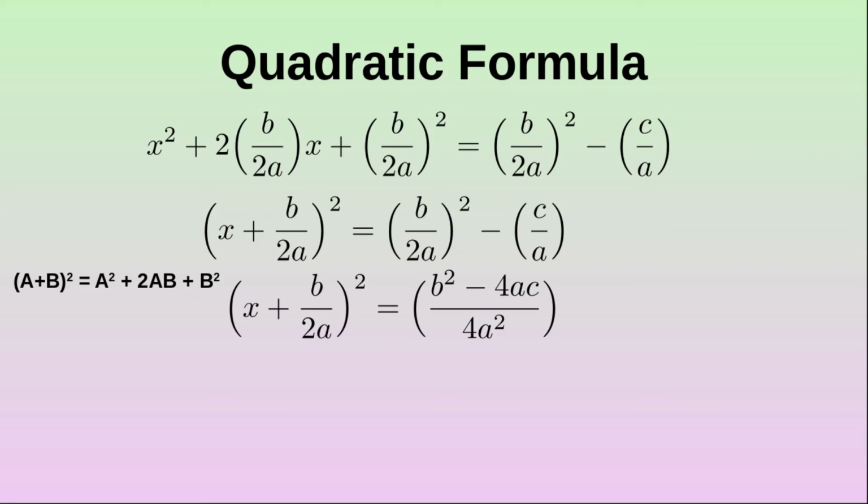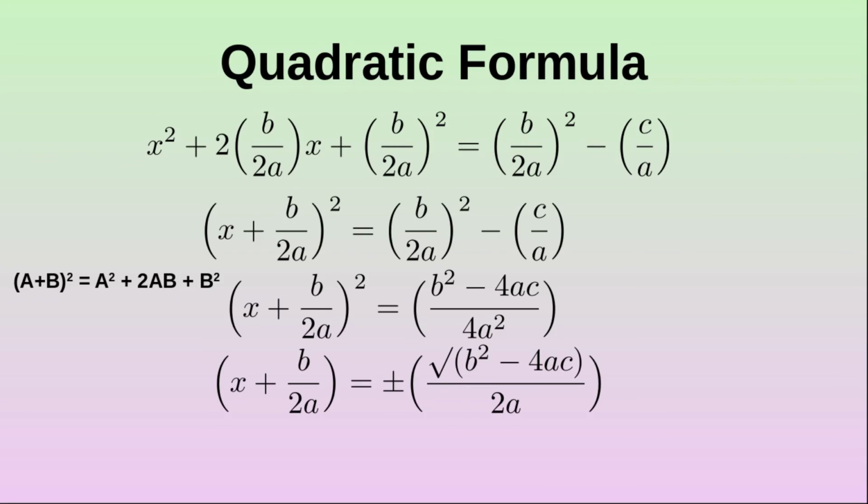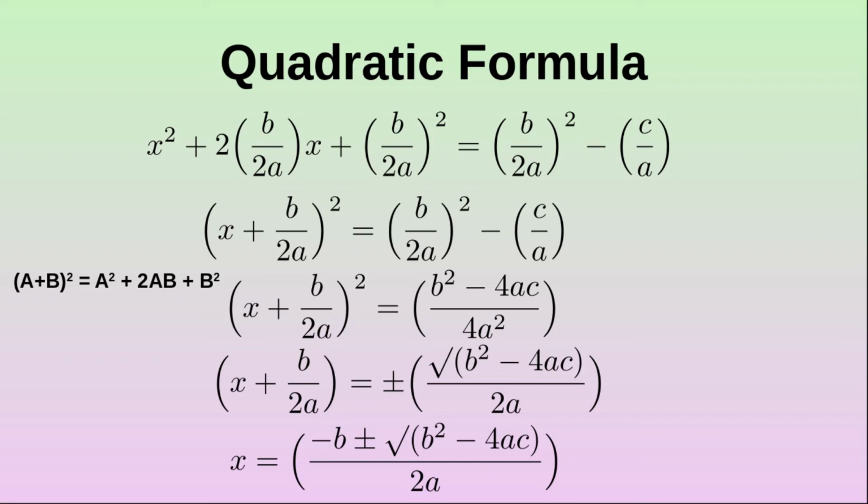Now we will be taking square root on both sides of the equation. Then we will be getting x + b/2a = ± √(b² − 4ac) divided by 2a. Now we will be evaluating x, that is x = (−b ± √(b² − 4ac)) divided by 2a. So we have found out the value of x, that is basically the root of the quadratic equation.